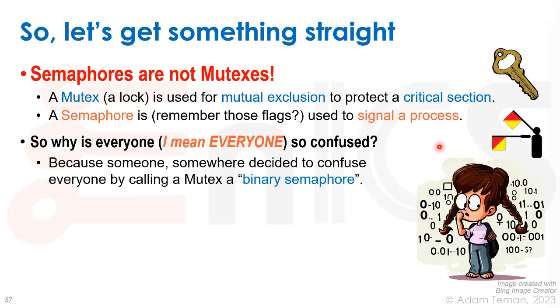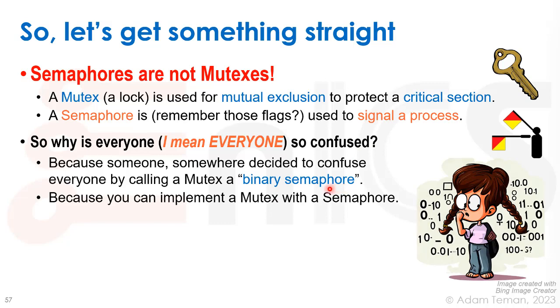And I would say that someone somewhere decided to confuse everyone by calling a mutex a binary semaphore. That's really because you can implement a mutex with a semaphore. If you have a semaphore that can only be 0 or 1, it can be used as a mutex. But that's not what a semaphore is. Remember, a semaphore really can be 0, 1, 2, 3, etc. It's a non-negative integer. They often call that a counting semaphore, but that's just a semaphore.